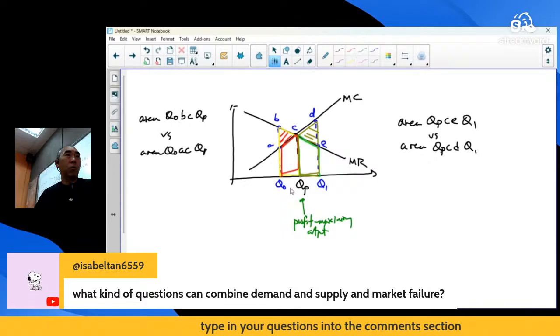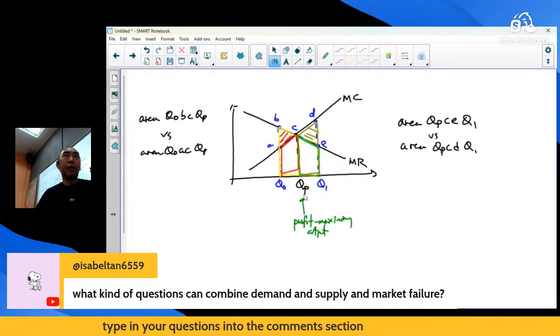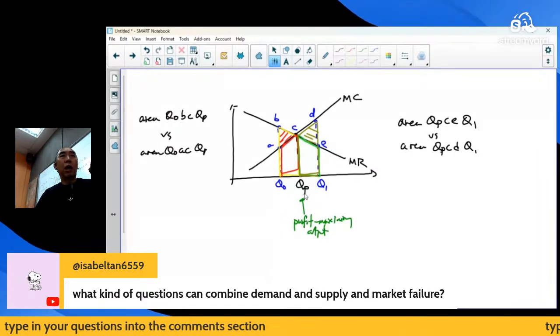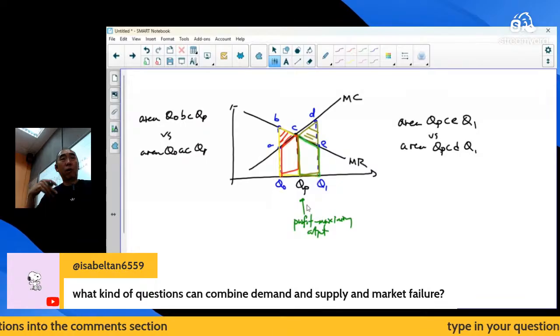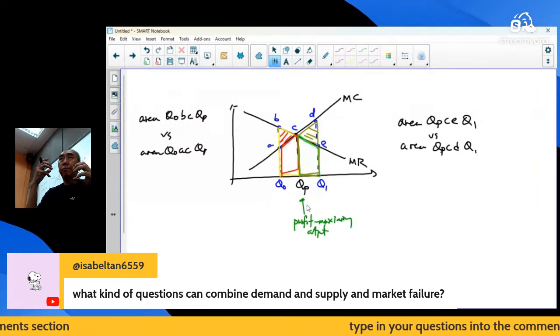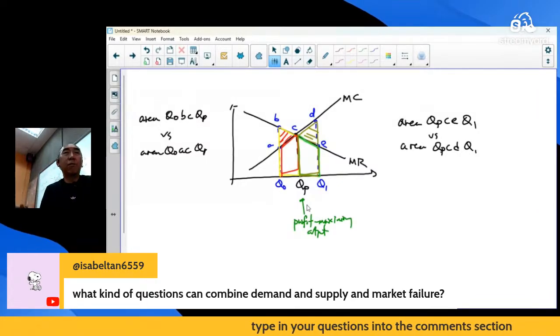So this will be one of the ways that the examiner could test you as a part A question in terms of how the decision making is done.